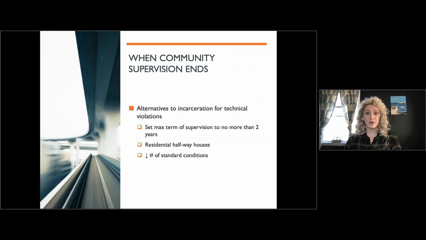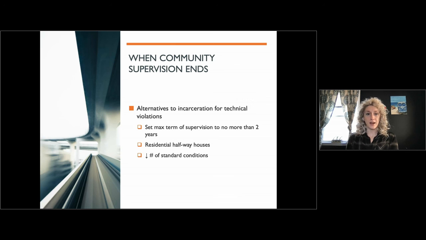We can also use residential halfway houses. They're cheaper than incarceration, and we'll go into these residential halfway houses in a later chapter in much more detail. We can also lower the number of standard conditions that an offender has to abide by. So there are certain conditions that every offender gets that we talked about. You have standard and special conditions. But by lowering the number of standard conditions, one, we can have this be more individualized.